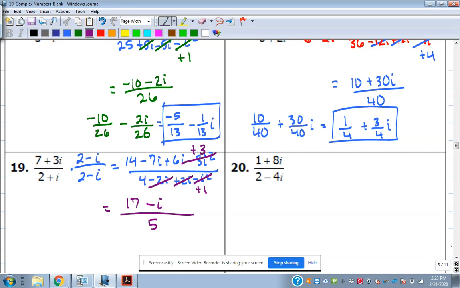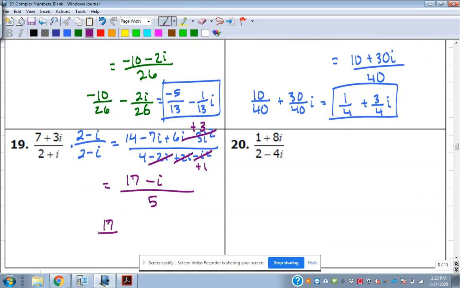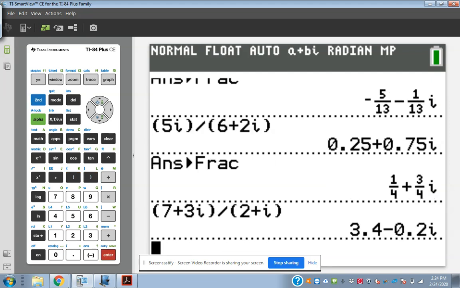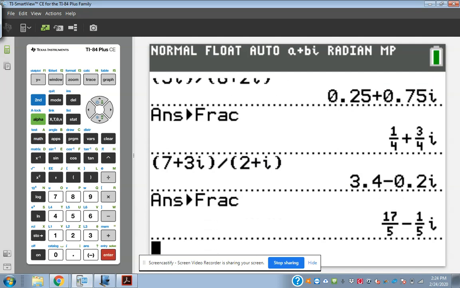Split it apart. 17 over 5 minus 1 over 5 i. That is truly standard form for a complex number. If you're unsure: parentheses 7 plus 3i, close parentheses, divided by parentheses 2 plus i. Math, enter. Boom. Same thing.